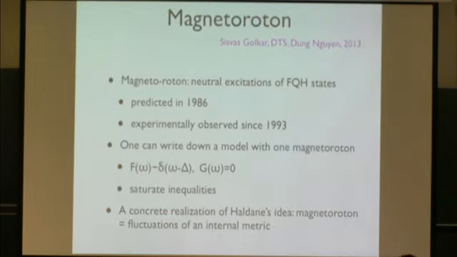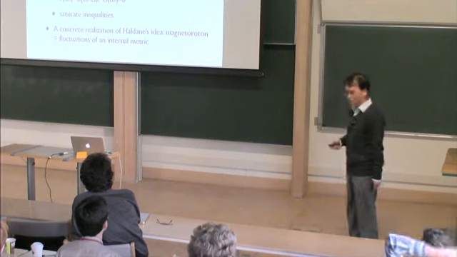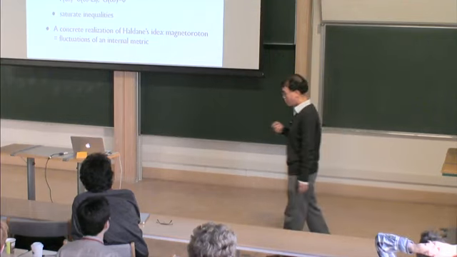So, and we can also build a model of the magnetorotons. The magnetorotons are neutral excitations in the fractional quantum Hall state that were experimentally observed in 1993 after being predicted by Girvin, MacDonald, and Platzman.